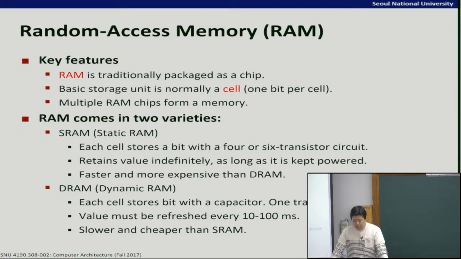There are two flavors of RAM. The first one is called SRAM. SRAM stands for static RAM. Each cell stores 1 bit with a 4 or 6 transistor circuit. This SRAM retains its value indefinitely. It doesn't lose its value as long as power is provided. As long as we provide power, the value will be retained forever. This is faster and more expensive than DRAM.